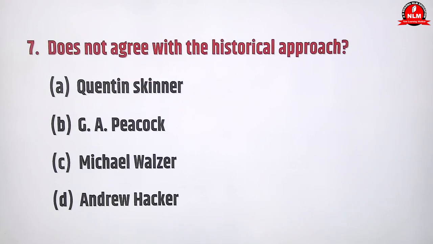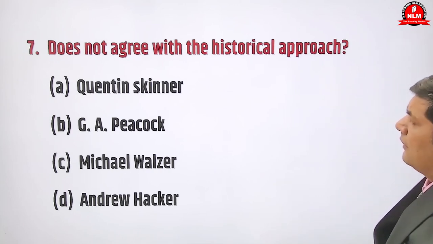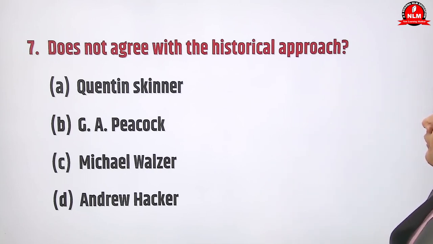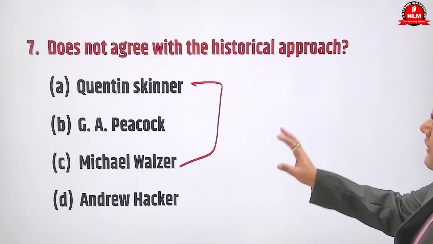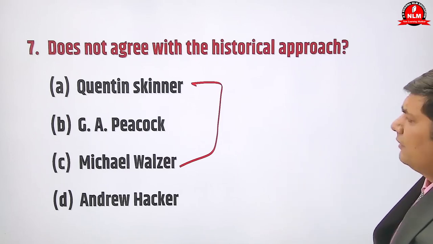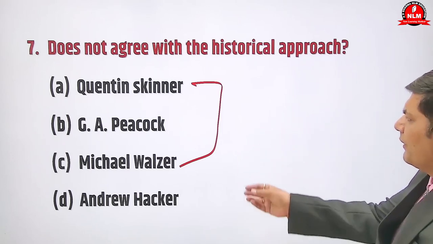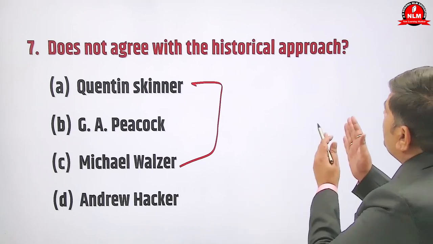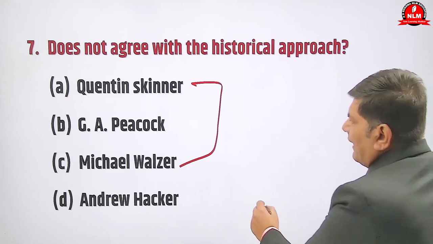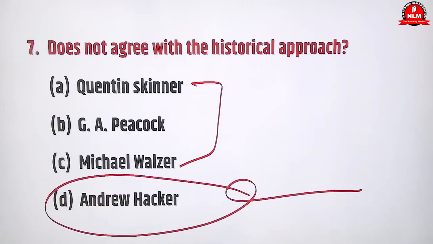Question number 7: Who does not agree with the historical approach? Quentin Skinner, J. Peacock, Michael Walzer. The first three thinkers support the historical approach. Quentin Skinner wrote a book, a very short introduction to Niccolo Machiavelli. J. Peacock and Michael Walzer also used the historical approach, but Andrew Hacker is related to the behavioristic approach. The right answer is D.